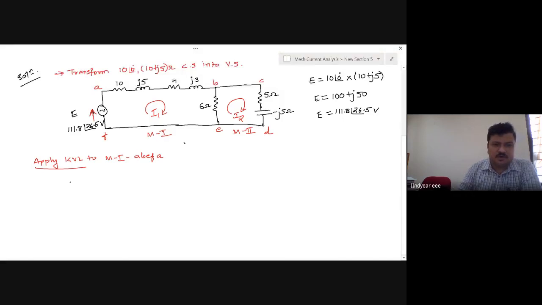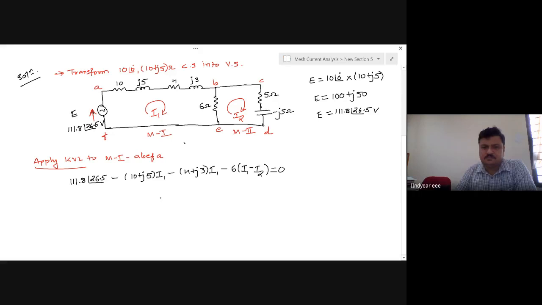It is 111.8 at an angle 26.5 minus (10 plus j5) into I1 minus (4 plus j3) into I1. Now I am in mesh 1. 6 ohm is common between mesh 1 and mesh 2, so it will be minus 6 into (I1 minus I2) is equal to 0.